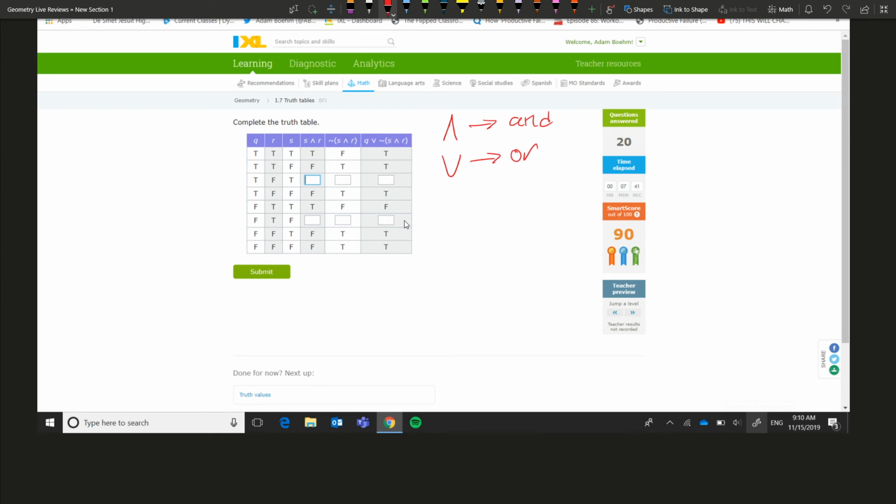In this case, for S and R, both of those things have to be true for that box to be true. So we're looking at R and S. R is false, S is true. They are not both true, so this statement is false. And then the negation of that would be true. And then we're looking at Q or this not statement. Both of those things are true, which automatically makes this true.